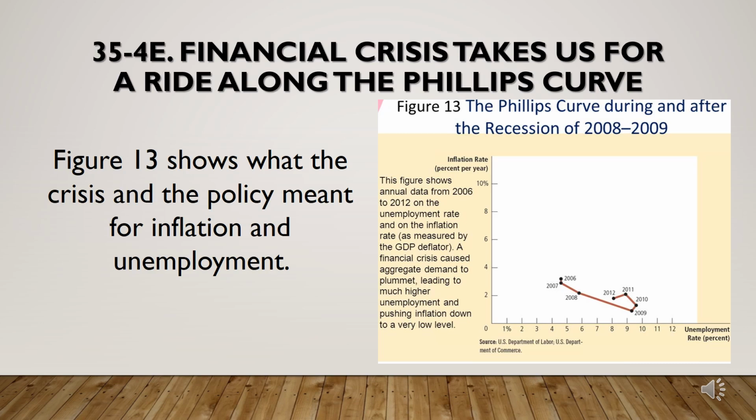But from 2010 to 2015, as you can see, the economy slowly recovered. The unemployment rate started to go back to its origin, about 5%, while the rate of inflation remained between 1 and 2%. So this is what the policy did to the unemployment rate and the inflation rate.